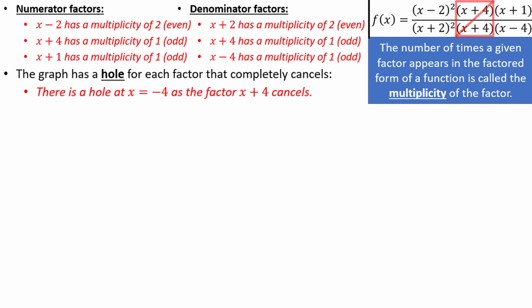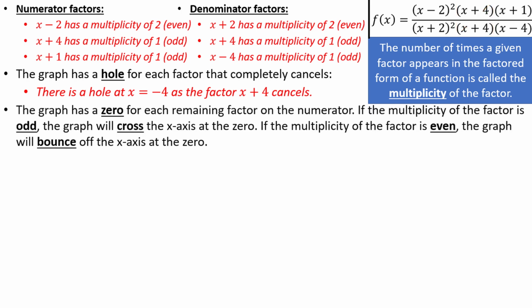Once you've taken care of the holes, each remaining factor on the numerator will indicate a 0. These zeros can be real or imaginary, but in this case, they are all real. If the multiplicity of the factor is odd, the graph will cross the x-axis at that 0.